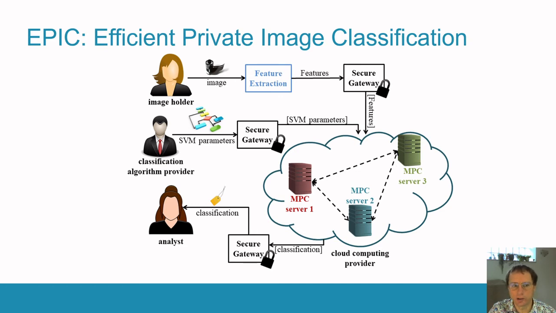We have an image classification provider who's going to say this image is an image of, say, a dog, a cat, a house, whatever, or something more interesting. And then we have the person who gets the answer. Now, why do we keep these as three separate parties?